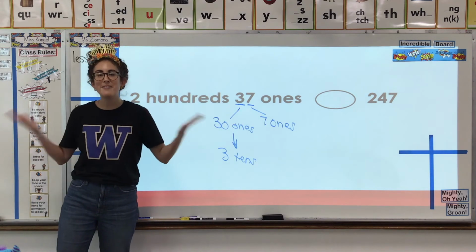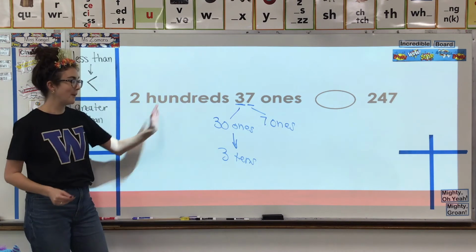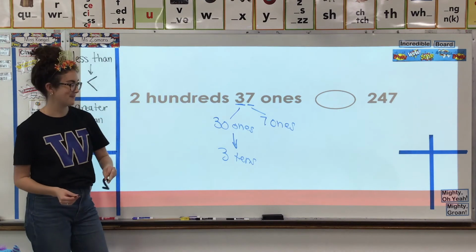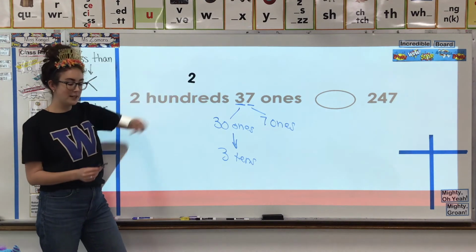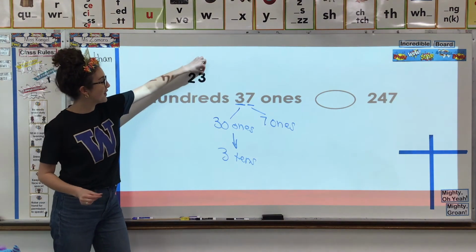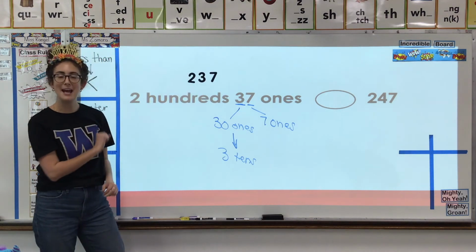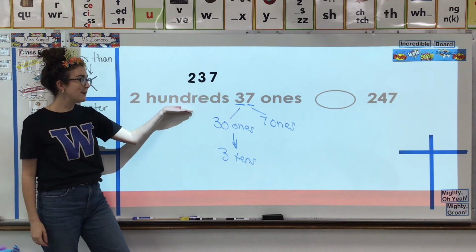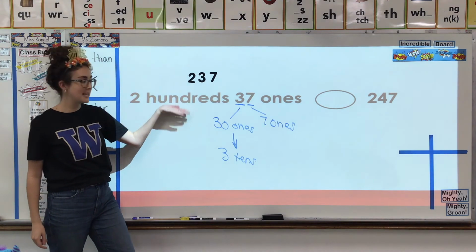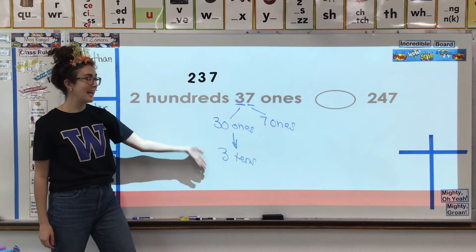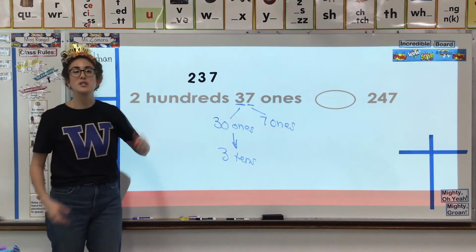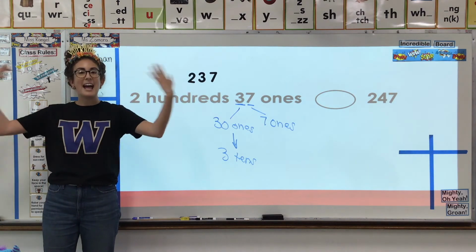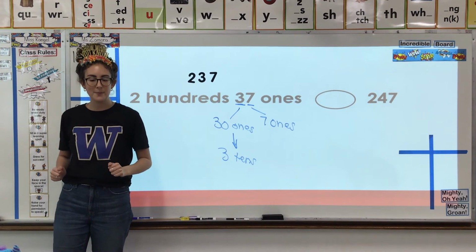What's the total value of this number? What number is this? 237. We took 237 ones and showed why that group was 237. That was the total value.